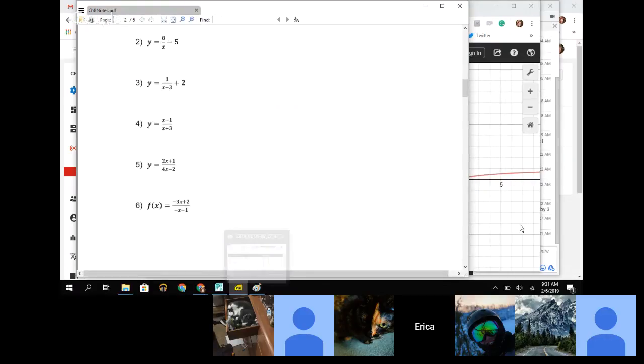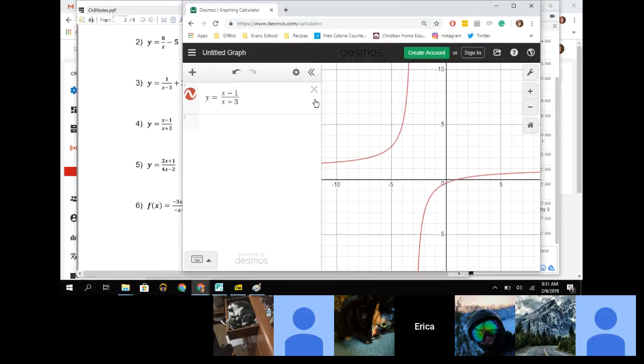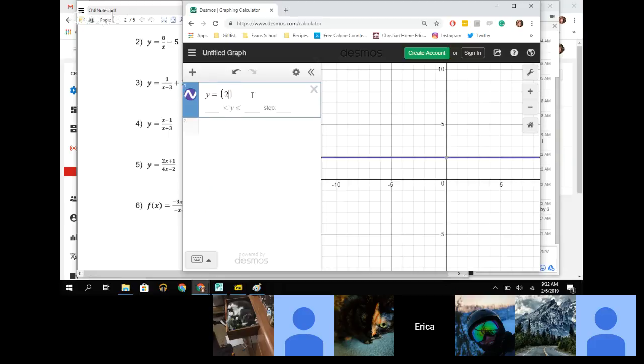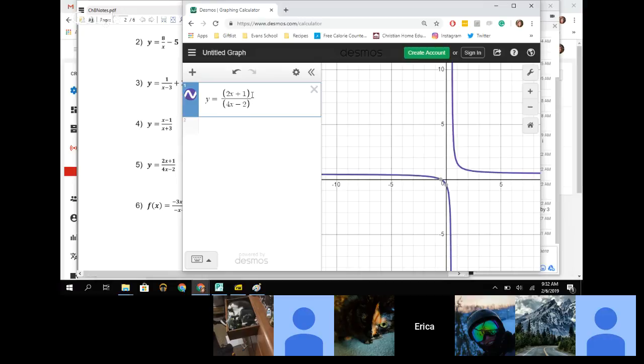Let's do the last two. We might just talk about them. Maybe I'll have you guys tell me in the chat, what do you think it is? All right, so we've got number 5: y equals (2x plus 1) divided by (4x minus 2). This is where, if you are using your TI calculator, just be really careful about how you plug this in.